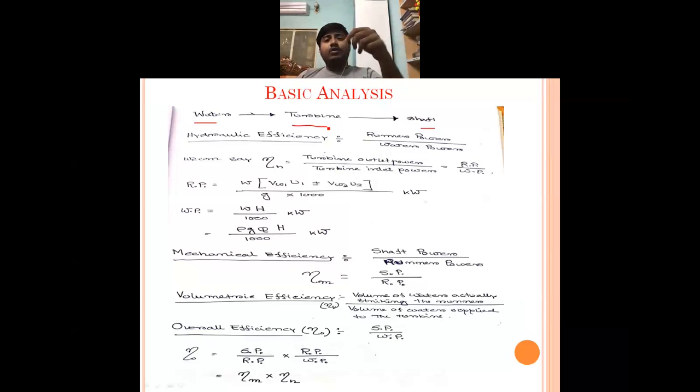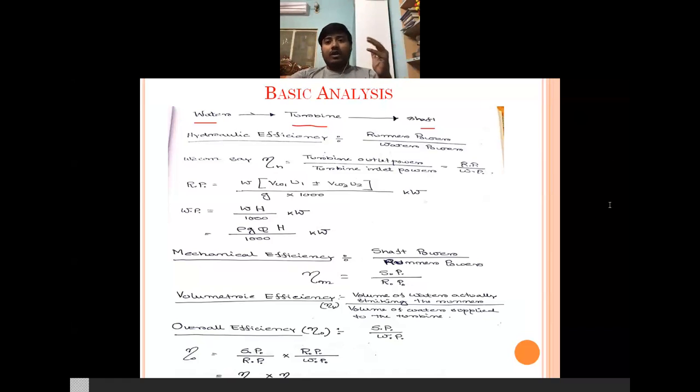Runner means that will rotate, and above which the buckets or the blades are mounted, and on the blades the water jet will strike, and we have seen the calculations of this water jet in the last lectures.